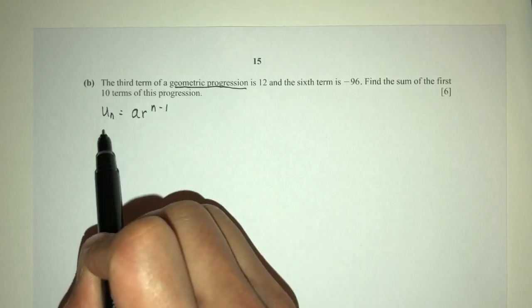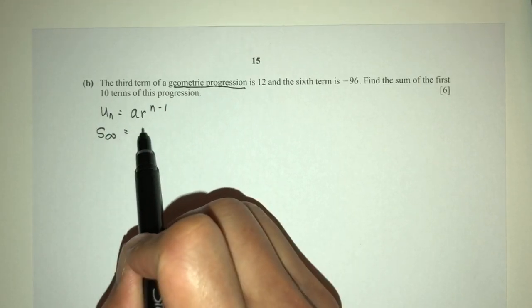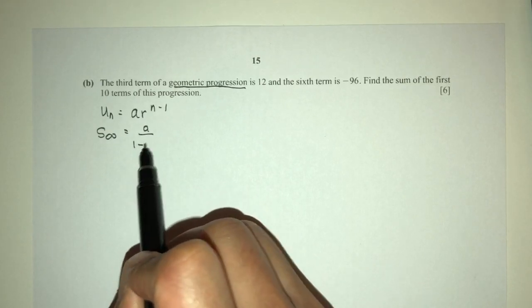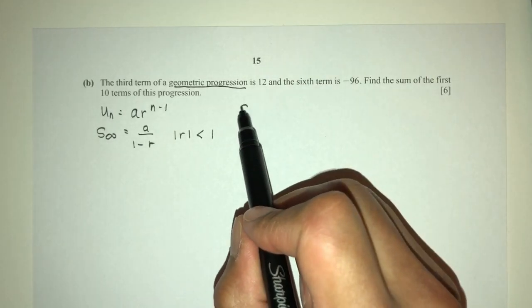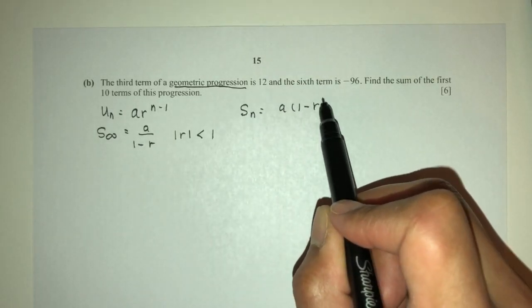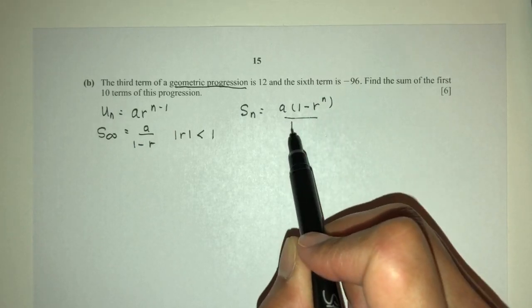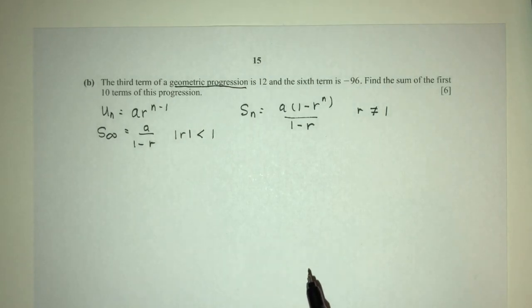ar^(n-1), and the sum to infinity is given by a over 1 minus r, where r has to be less than 1. And also the sum of the first n terms is given by a times 1 minus r^n over 1 minus r, where r is not equal to 1. Okay, so now we have all the formulas we need to solve the question.